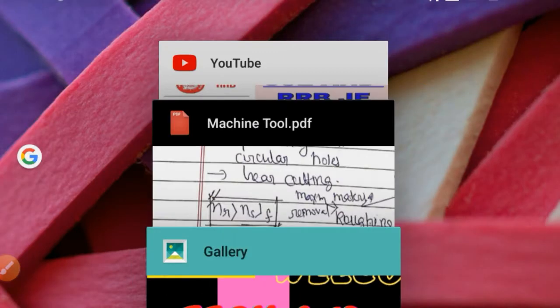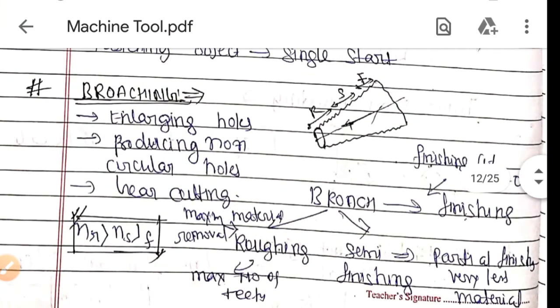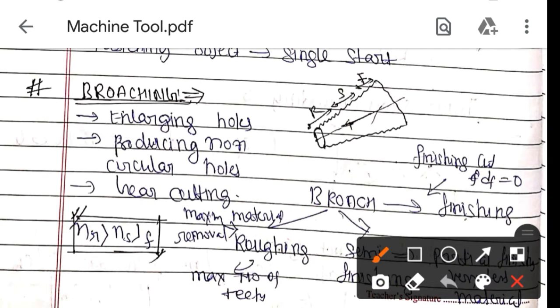Today our topic will be broaching. This is also one of the important topics of basic machining calculation. In broaching, what is the main point that you should remember for exam purposes? Basically for competitive exams, one purpose of broaching is for enlarging holes. Second is producing non-circular holes, and third is gear cutting. These are the 3 main important points: enlarging holes, producing non-circular holes, and gear cutting.